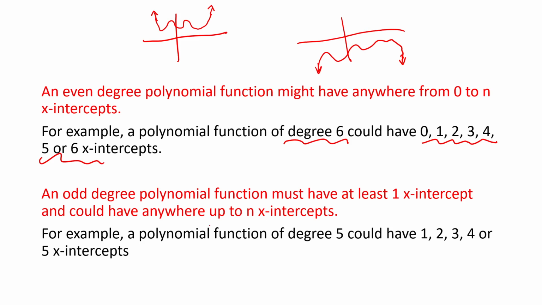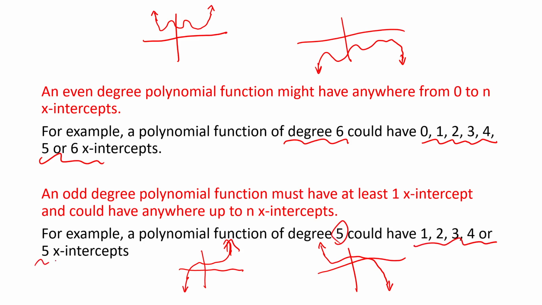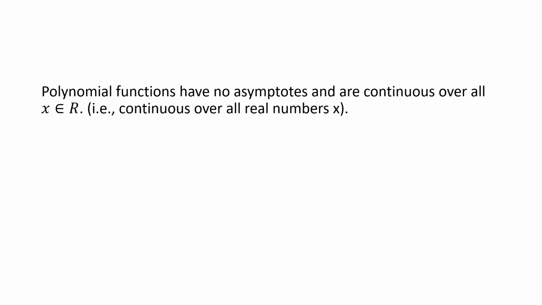Now, an odd degree polynomial function, however, must have at least one x-intercept. The reason being, if we have an odd degree polynomial function, we see from our end behavior that we must be crossing the x-axis at least once. Or if we have a negative leading coefficient with an odd degree, we must be crossing the x-axis at least once. It's impossible to get from one end behavior to the other without crossing that x-axis. So if it was degree 5, we could have 1, 2, 3, 4, or 5 x-intercepts. Okay? Polynomial functions have no asymptotes and are continuous over all x element of the reals.